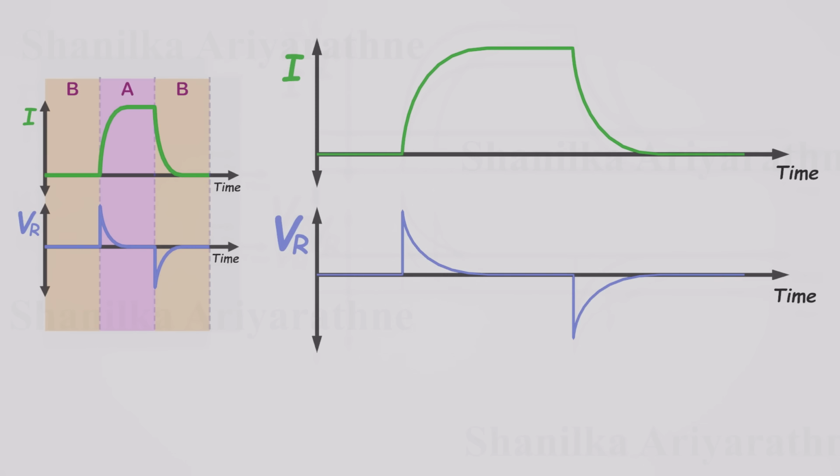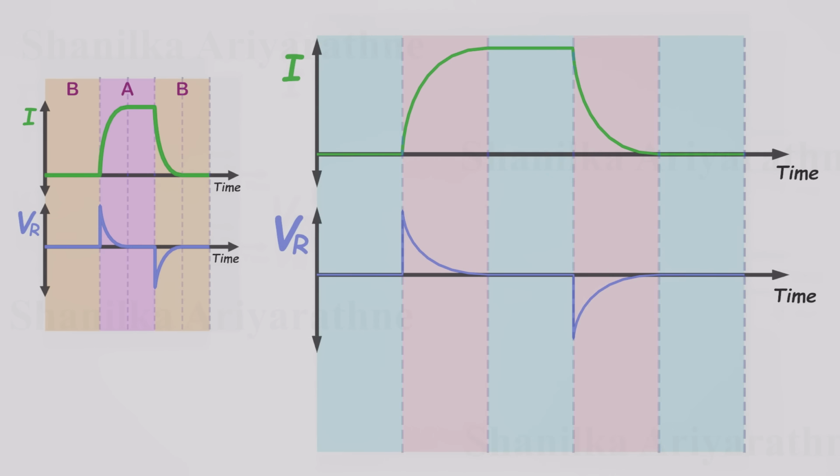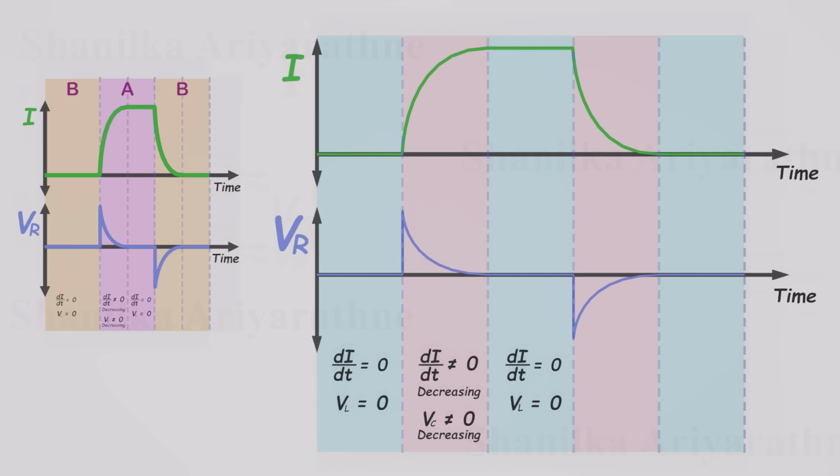Let's take a closer look at the graphs. We can break the behavior into 5 stages. First, the current is 0, no change, so voltage is 0 too. Then, as the current starts rising, its rate of change slows down, and the voltage follows the same pattern. Once the current becomes steady, the voltage drops back to 0.